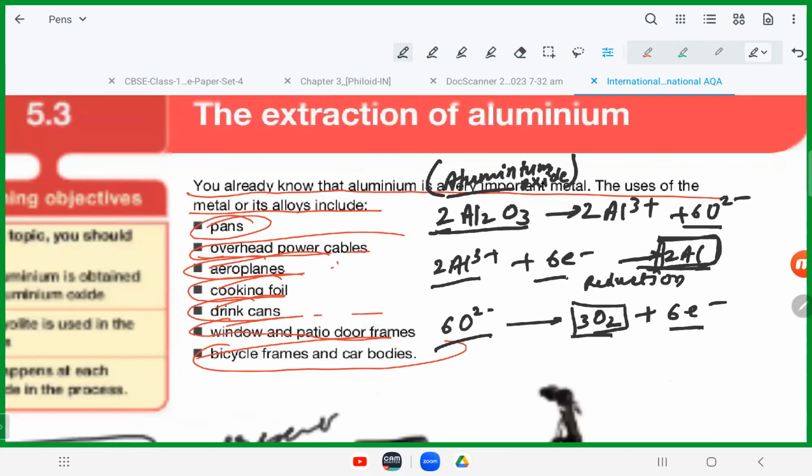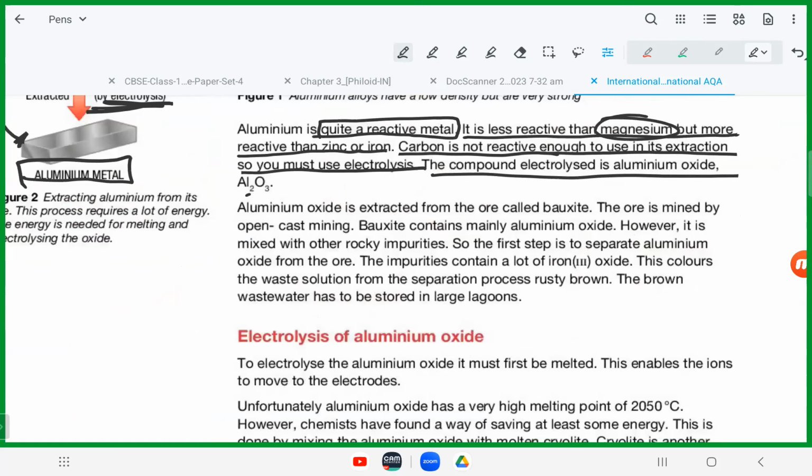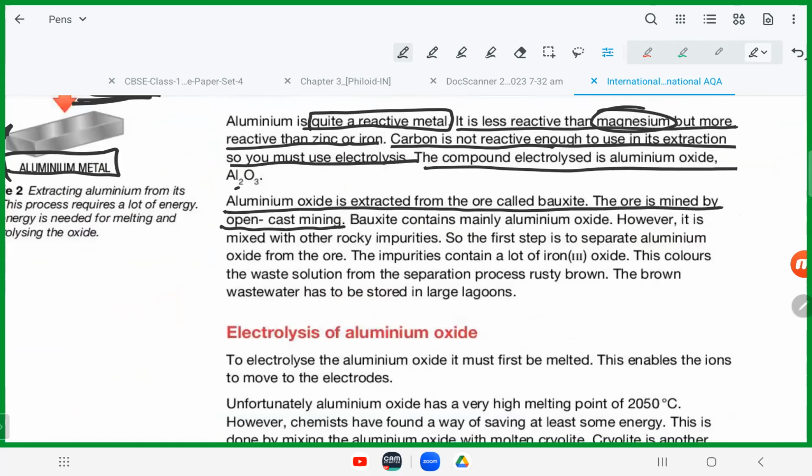Aluminum oxide is extracted from the ore called bauxite. The ore is mined by open cast mining. Open cast mining means many mines are there, open from the earth, we are digging and taking it out.